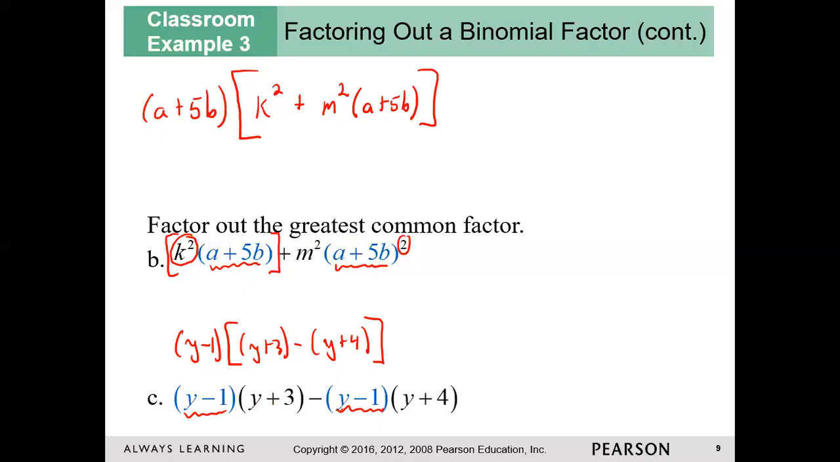This is pretty interesting because when you subtract y plus 3 minus y plus 4, the y's will cancel, and you're left with just y minus 1 times negative 1, and you could always distribute that negative 1 back in, which again makes things pretty interesting.